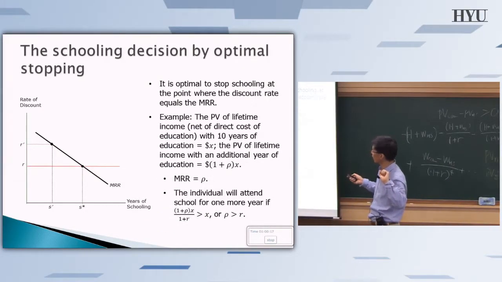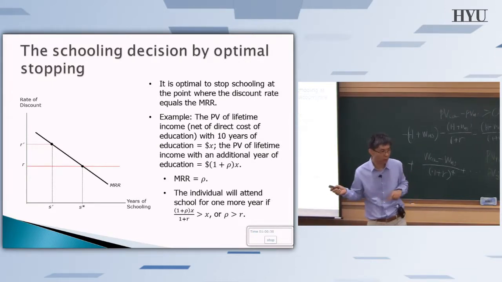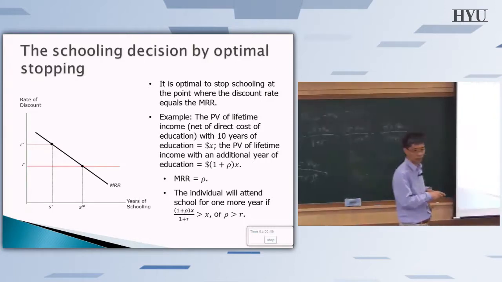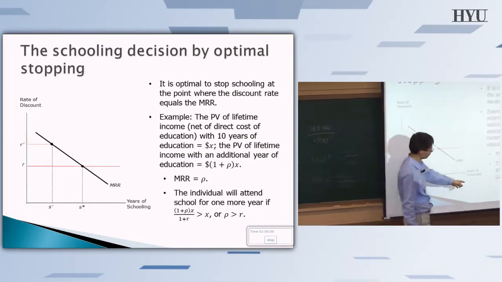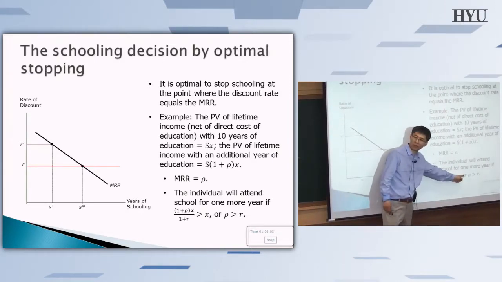Okay. Present value of lifetime income with, let's say, 10 years of education is, let's say, X dollars. Okay. And if this person has one more year of education, then this person's income will be 1 plus rho times x. So rho is the marginal rate of return, obviously. So with 10 years of education, x; with 11 years, this person's income is going to be 1 plus rho times x. So MRR is rho. So now this person will attend school for 1 more year if having 1 more year of education gives greater income than x.